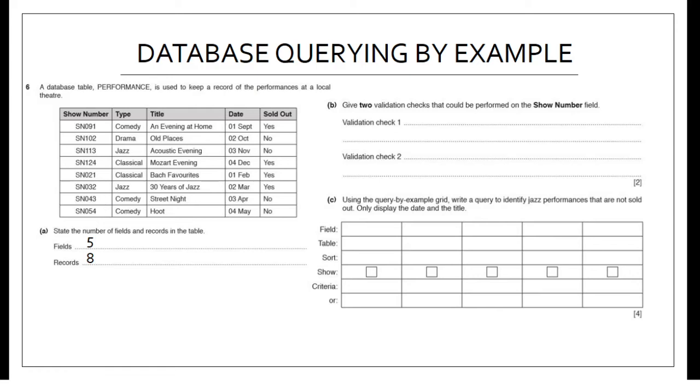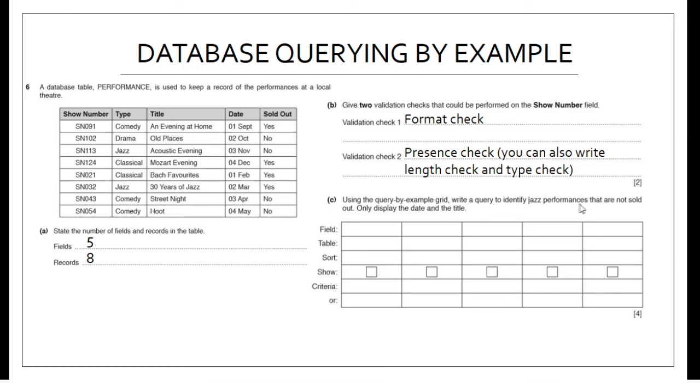Give 2 validation checks that could be performed on the show number field. We can use a format check to ensure that the number is of a specified format. A presence check can be used to make sure that it is not left blank. And you can also write length check and type check. Since the question is not asking us to explain, we can simply state the validation checks and still be granted full marks.